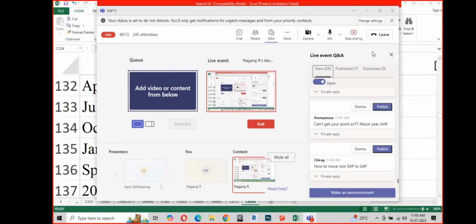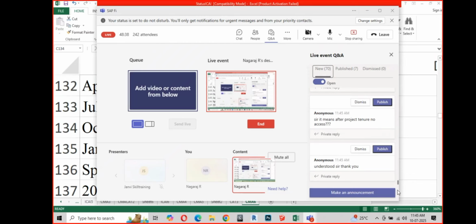So this is the answer for your movement of non-SAP data to SAP. It's a process. We use a lot of tools to move the data. All right. I can't get your point about the year shift. Now, what is year shift?